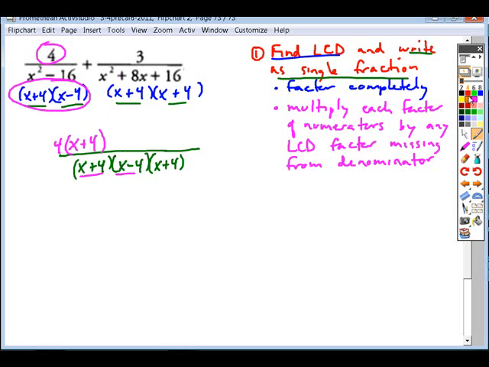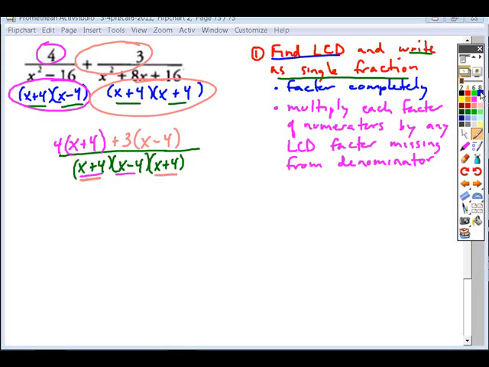I'm then going to move to my next fraction's numerator, so plus 3. And I'm going to multiply that by any LCD factor missing from its denominator. Well, it has an x plus 4 and an x plus 4, so it's missing the x minus 4. This can now lead me to my next step, which is to combine the terms in the numerator.